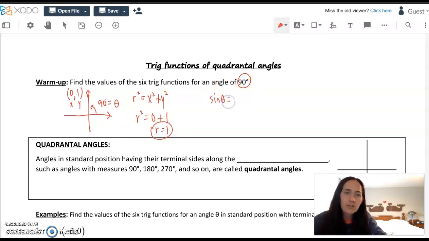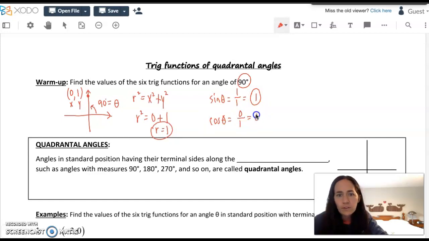We've been using the definition sine is y over r, so 1 over 1. The cosine is x over r. So what is the cosine? Cosine is 0 over 1, so 0. And the tangent, y over x, so 1 over 0. Here's one example, and I know we've seen a few so far. We get a trig function that's undefined.